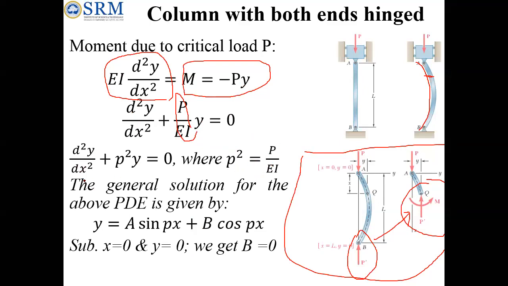And so this is a differential equation, and that will have a solution of y is equal to A sin px plus B cos px. And what are the boundary conditions we have? When x is equal to 0 here, and when x is equal to L, the y value will become 0. That is, the y value is 0 at A and B. So we'll substitute x is equal to 0 and y is equal to 0 in this equation. Then we'll get B is equal to 0. Then you substitute that, and we'll have the equation y is equal to A sin px.